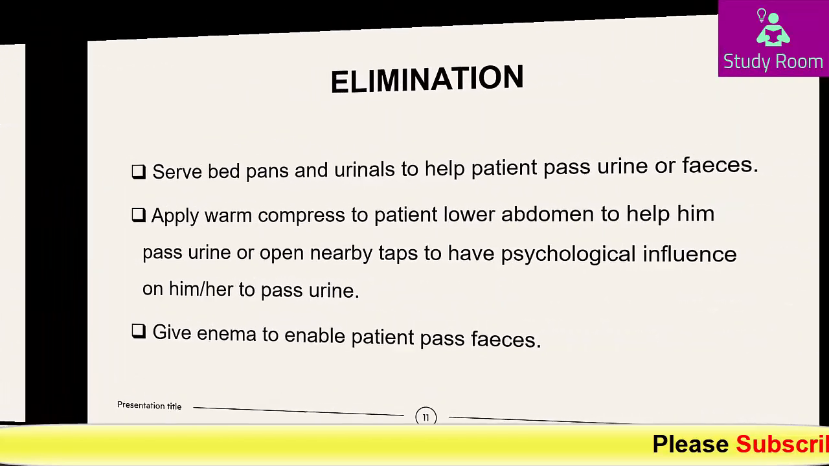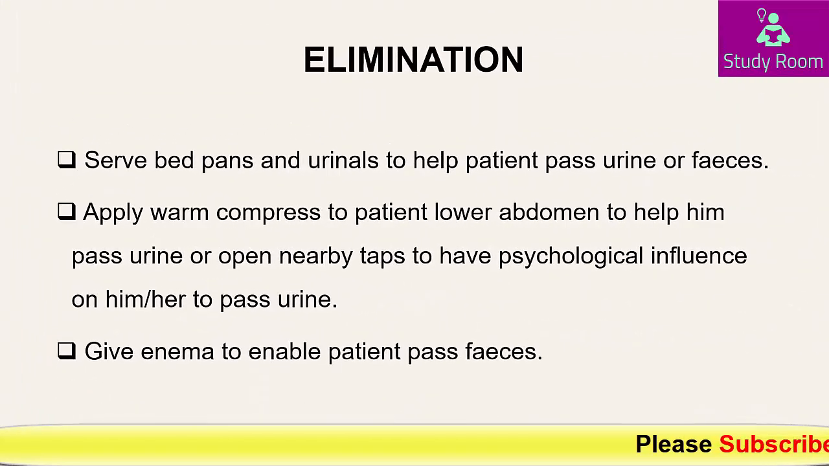Then, elimination. Serve bedpans and urinals to help the patient pass urine or feces. Apply a warm compress to the patient's lower abdomen to help him pass urine, or open nearby taps to have a psychological influence on her to pass urine. Give an enema to enable the patient to pass feces.